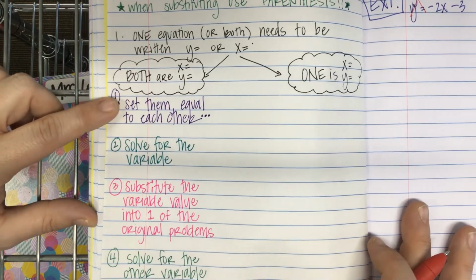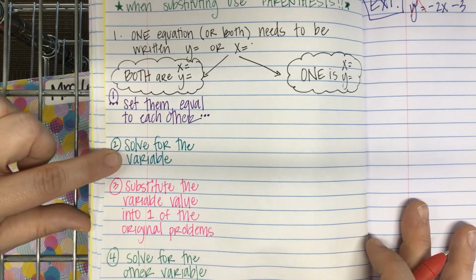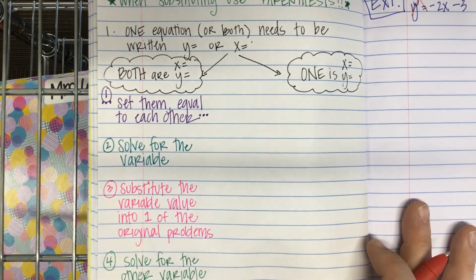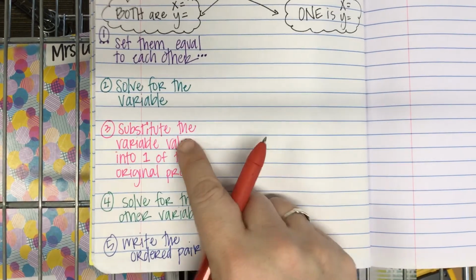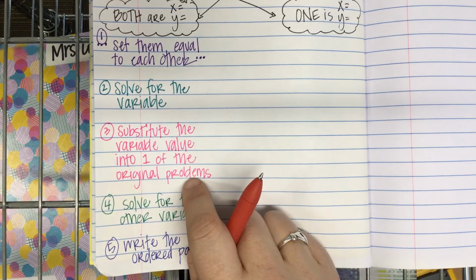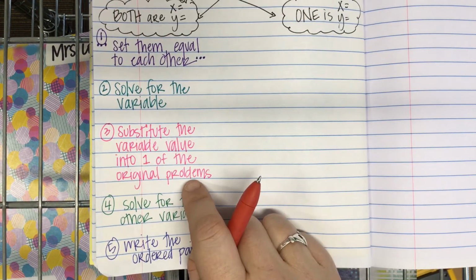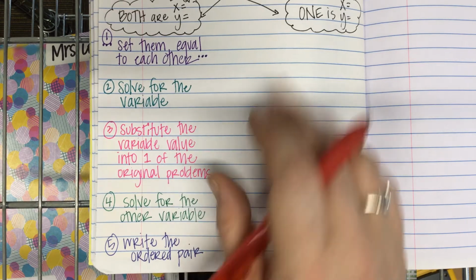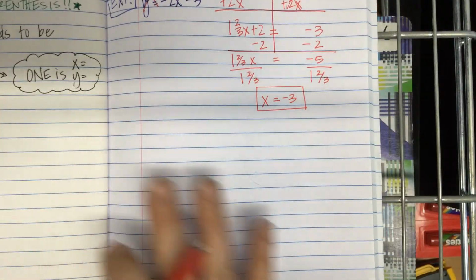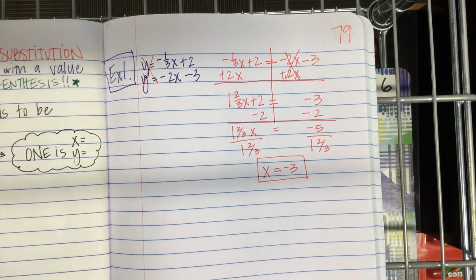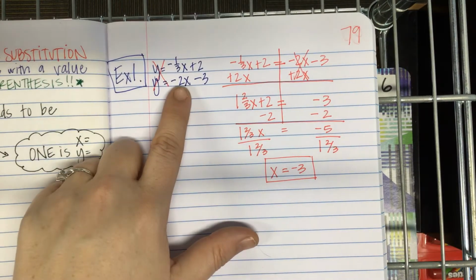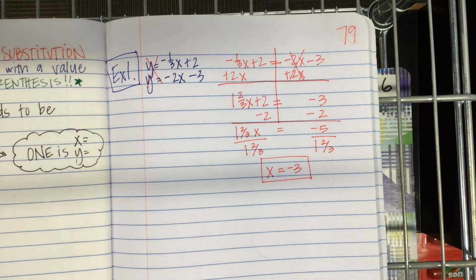Set them equal to each other. Solve for the variable. Now what do I do? So I'm going to substitute my answer that I just found into one of the original problems. I'm going to pick the bottom problem. Guess why I'm going to pick the bottom problem over the top problem? Yeah, there's no fraction. And you guys are scared of fractions, right?